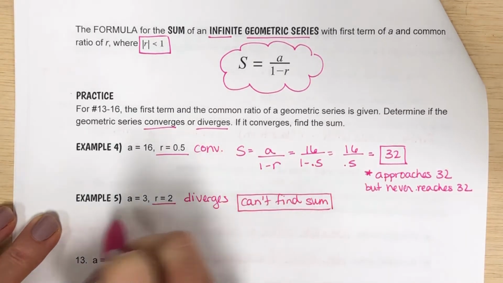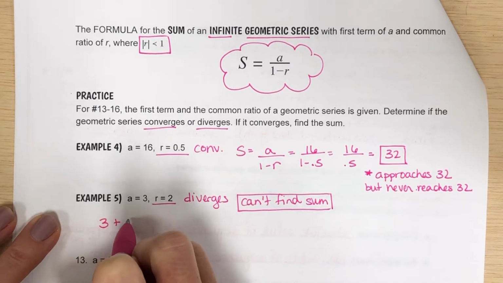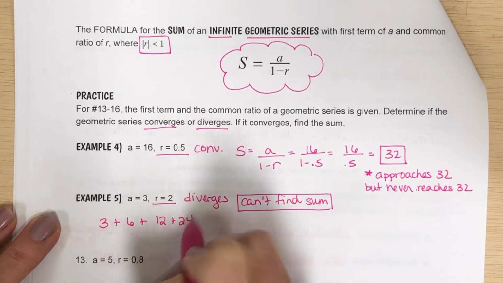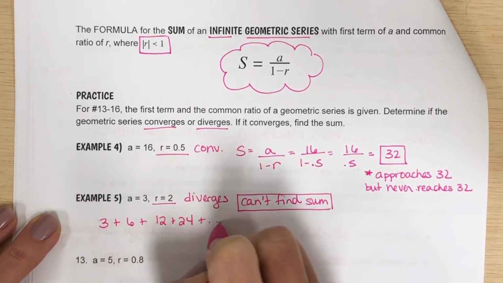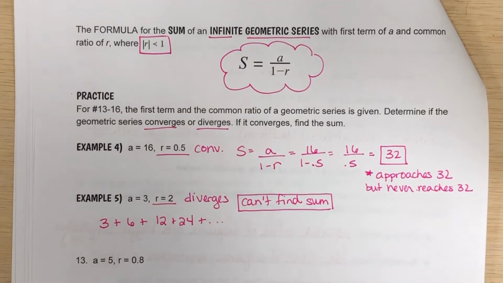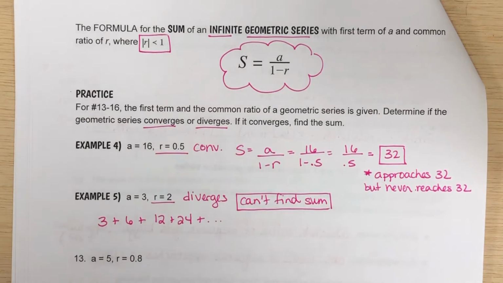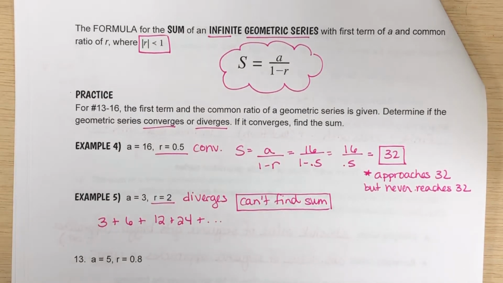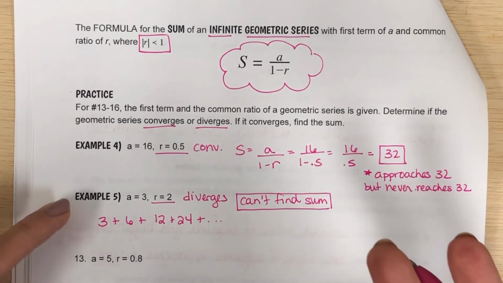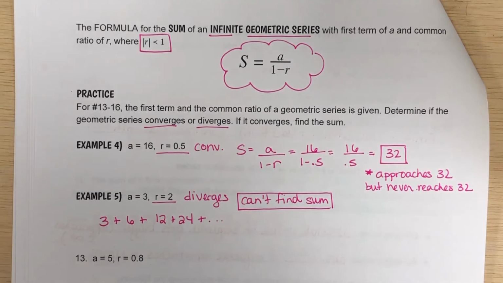What this is looking at: my first term is 3. My second term is being multiplied by 2, so that's 6. My next term is 12. My next term is 24. And if I continue this series forever, each term is going to get super large, so it's just going to be an infinite amount. Go ahead and work on numbers 13 through 16. Figure out if it's converging or diverging, and if it converges, find the sum. Then come back and check your answers.